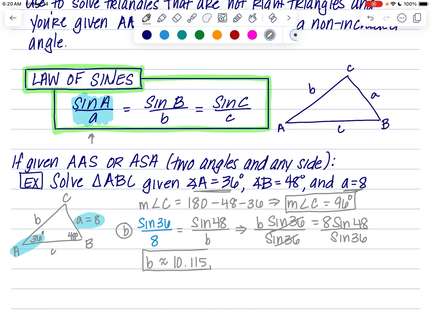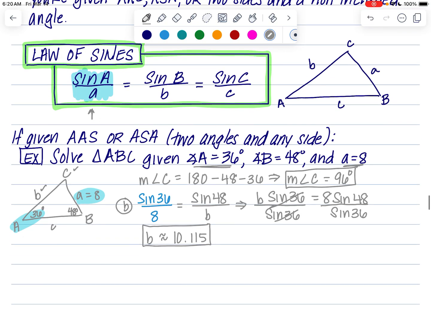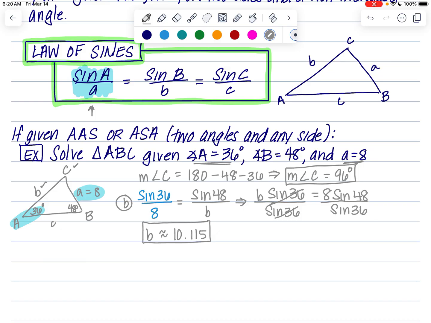Okay, so I found angle C. This is done. I found side B. That's done. Now I have to find side C. And to find side C, again, I'm going to use that A ratio that I know for sure, the sine of 36. I have a numerical value for this fraction. The sine of 36 over 8 equals the sine of 96 over C.